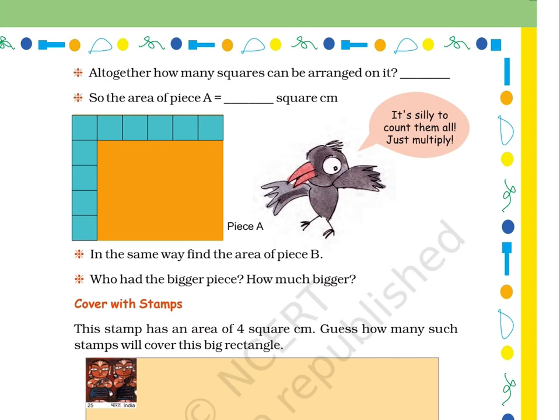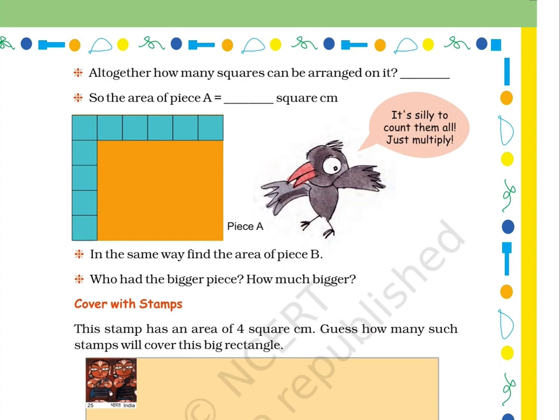Below this is piece A, with small squares put up on its left and top side. And suddenly we also have a bird in the frame, a crow, which is telling us it's silly to count them all, just multiply. In the same way, find the area of piece B. Who had the bigger piece?